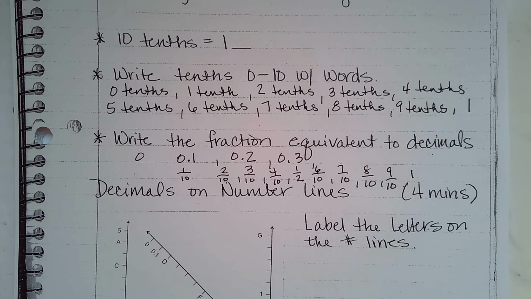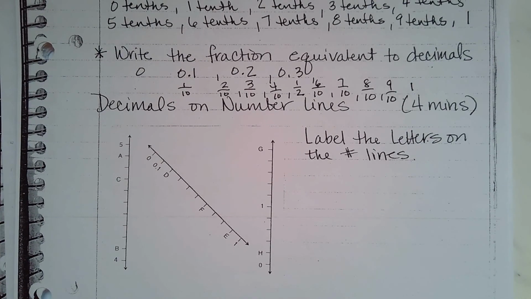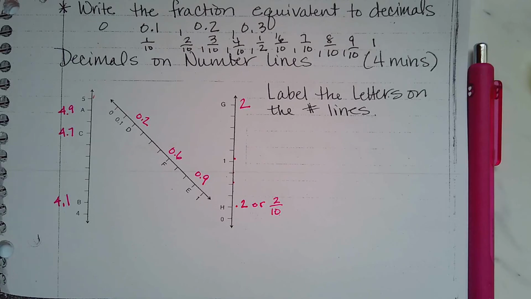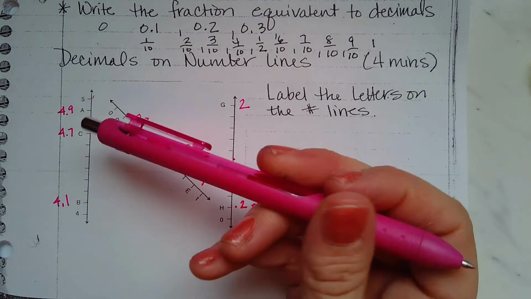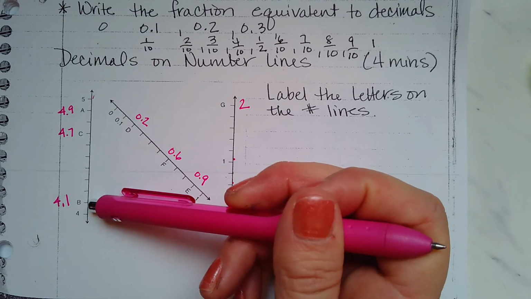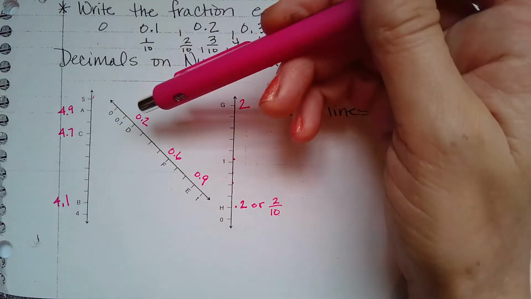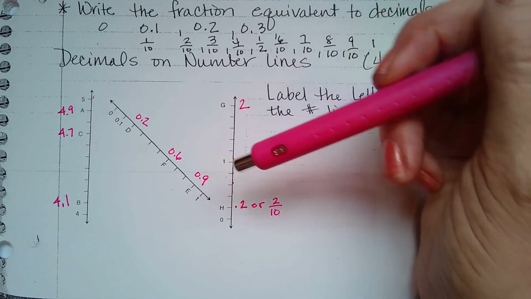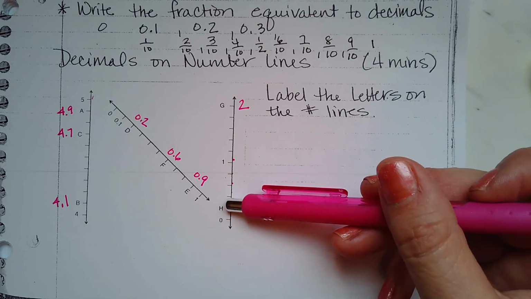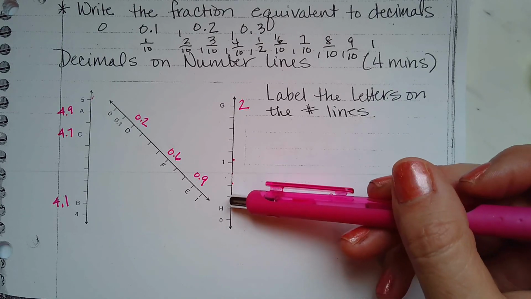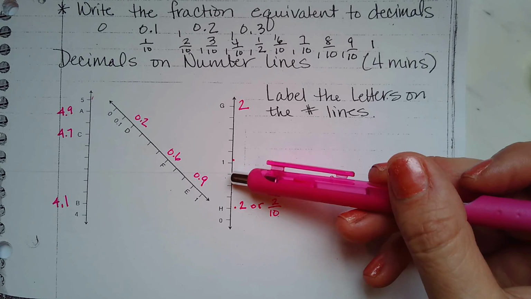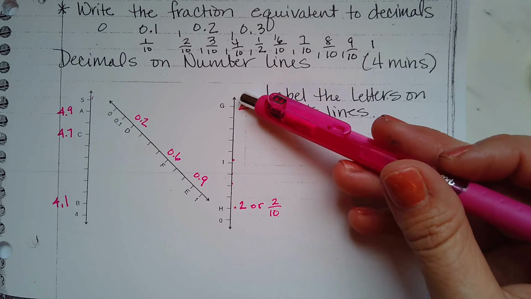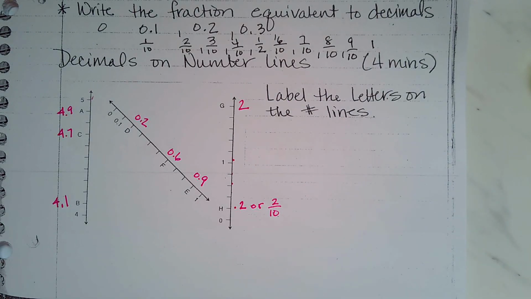Now, decimals on number lines is our next part of our fluency. So what you're going to do is label the letters on the number lines, come back and check your work. All right, let's check our work. So A is 4.9, C is 4.7, B is 4.1, D is 0.2, F is 0.6, E is 0.9, H is 0.2, or 2 tenths. So it goes up by tenths.